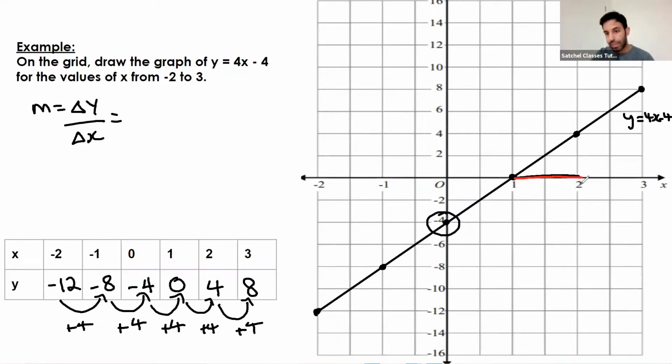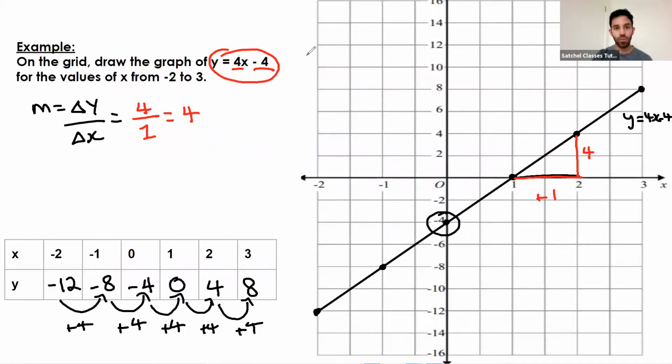Even though we're going 2 squares across, each square is 0.5, so that's a change of plus 1. However, in this case, along the y-axis, each square counts for 2. So we are going 2, 4 up. So the change in y is 4, and the change in x is 1. And 4 over 1, well, that's simply 4. So our gradient is 4, and our y-intercept is minus 4. So this is the correct equation of this line.